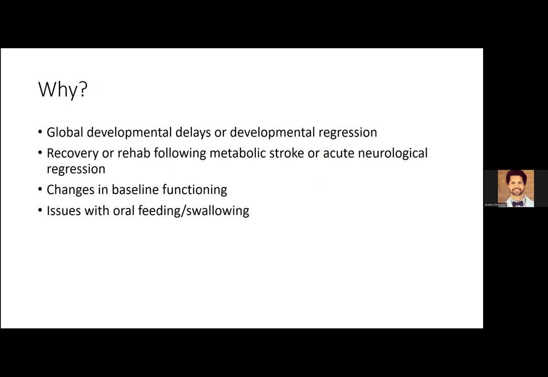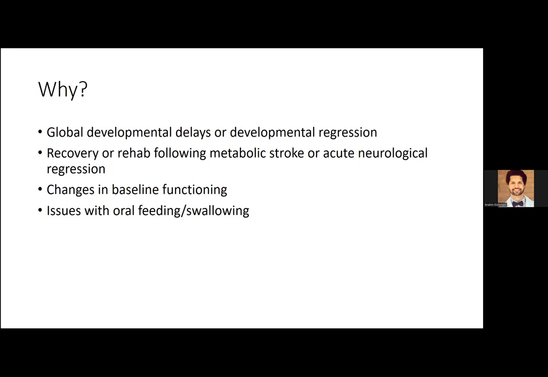So why do we need these things? Why are these things important? Why are we always recommending them? It's because of the indications. There are many, many reasons to get some of these therapies. Some big examples in mito include global developmental delays or developmental regression. So if you're not meeting those milestones or you're losing those milestones, these therapies are a great way to reach your potential and improve. Hopefully, the goal is to improve functioning over time.